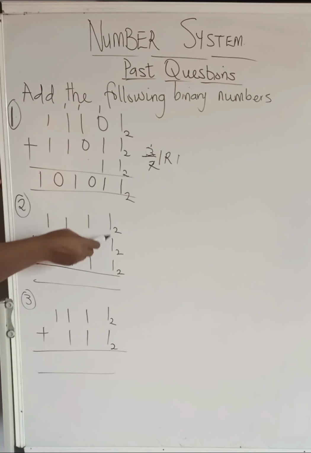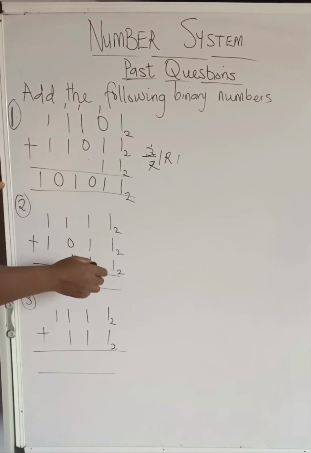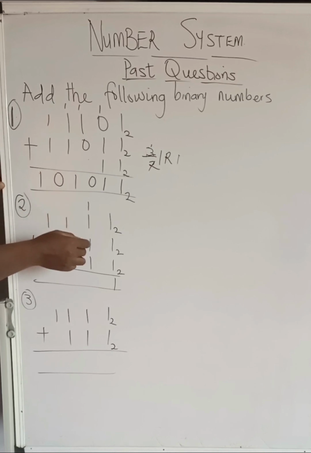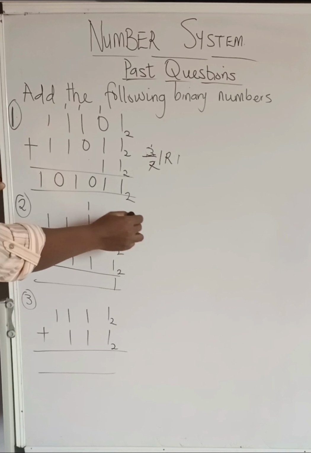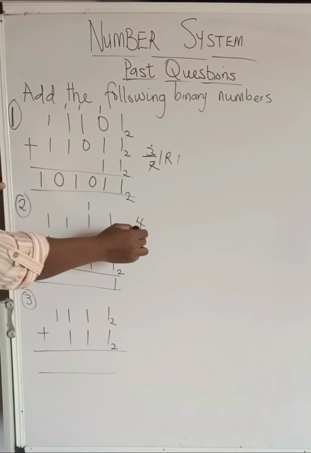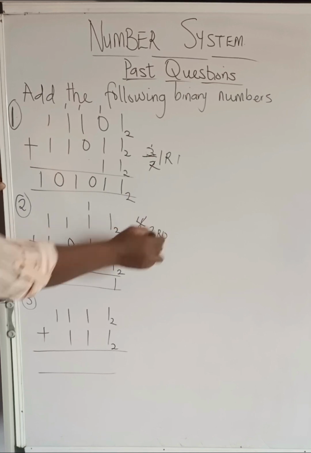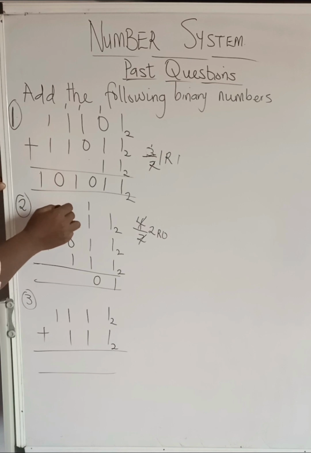Okay, the second question says we should add these binary numbers. Okay, we have our 1 plus 1, 2, 2 plus 1, 3. Our 3 divided by 2, 3 in base 2 is 11. We'll carry our 1 forward. Our 1 plus 1 is 2. 2 plus 1, 3. 3 plus 1 is 4. Now we have 4. 4 divided by 2, it will be 2 remainder 0. We write our 0 here. We carry our 2 forward.